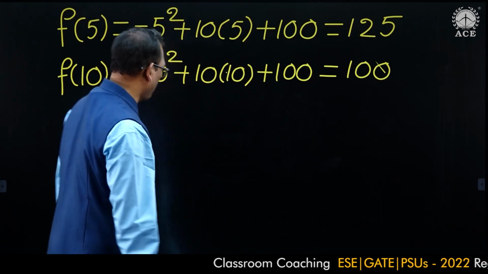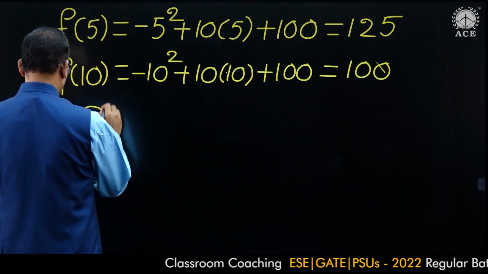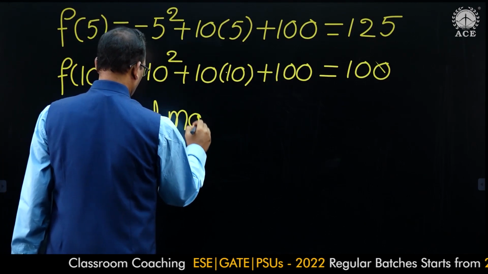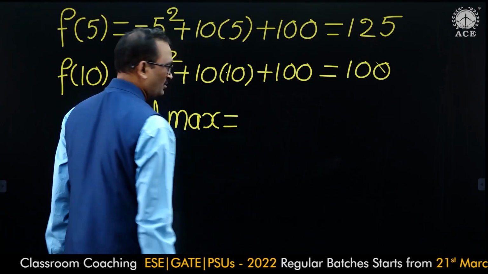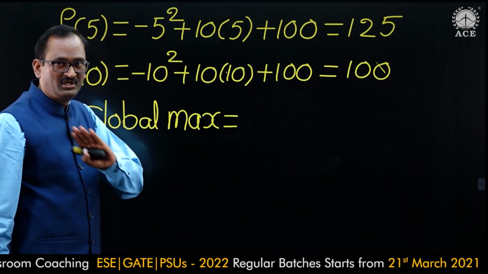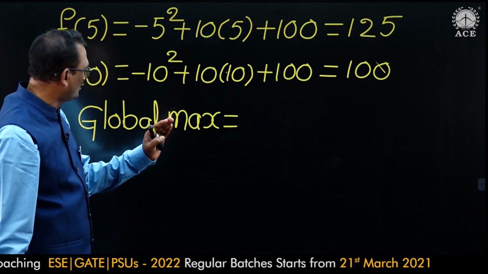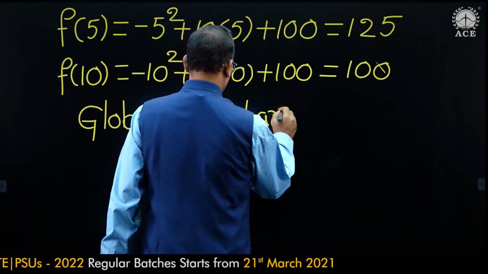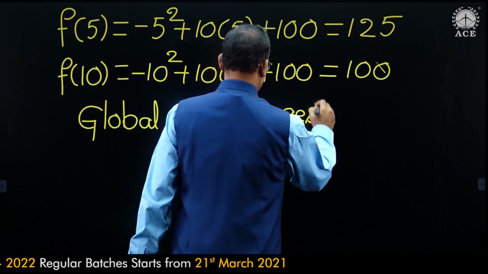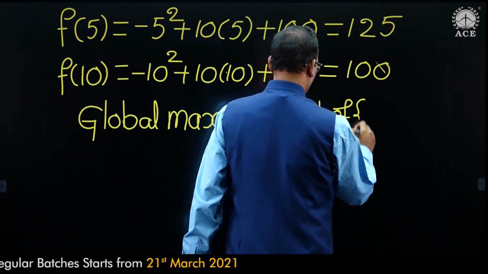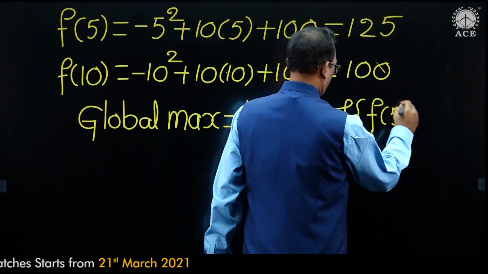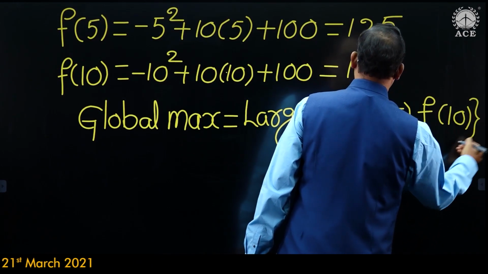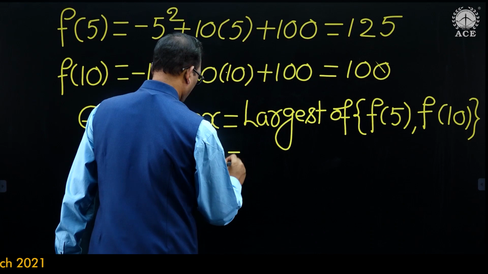Now global maximum or absolute maximum is equal to, actually we were asked to find minimum value only. Let us write both global maximum and global minimum. That would be the largest of f of 5 and f of 10. That is 125.